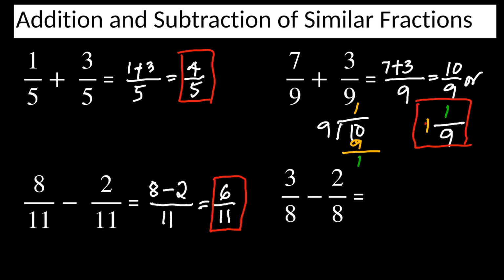Alright. Let's have the last one. 3 over 8 minus 2 over 8. So the common denominator in this example is 8. Okay, subtract 3 by 2. And 3 minus 2 will give us 1 over 8. And obviously that is in simplest form, so our answer is 1 over 8.